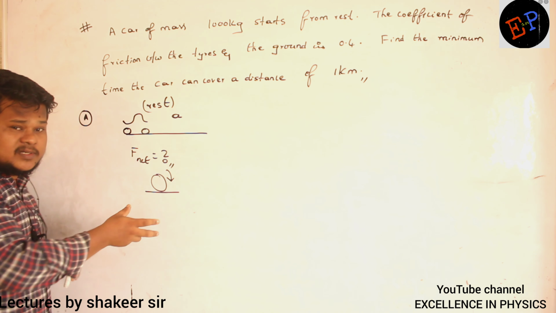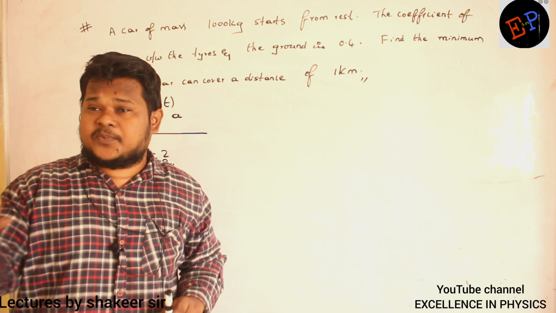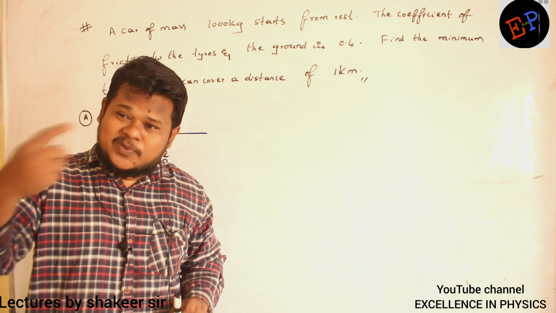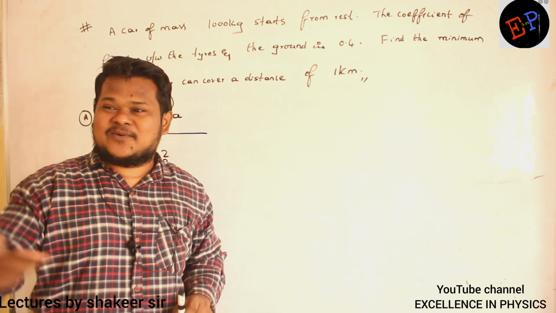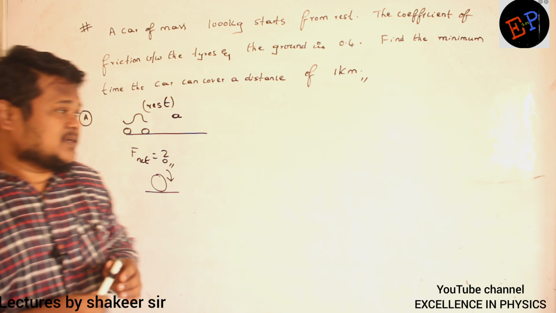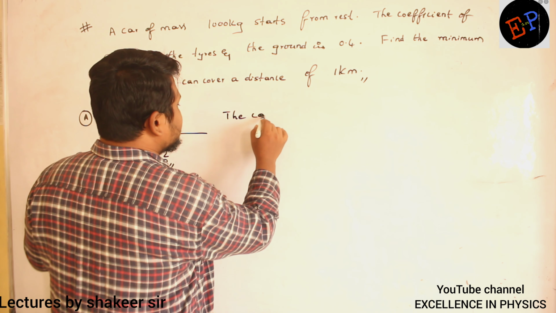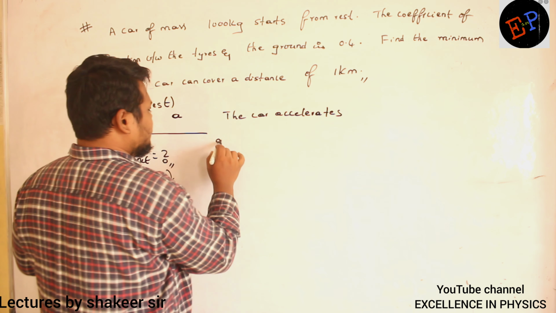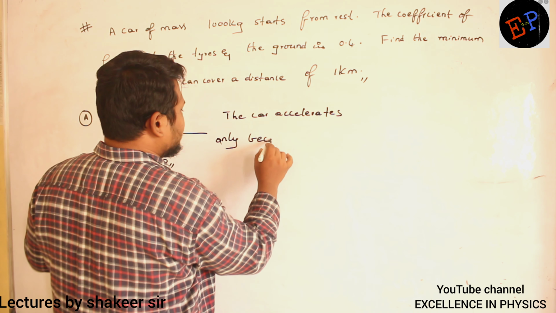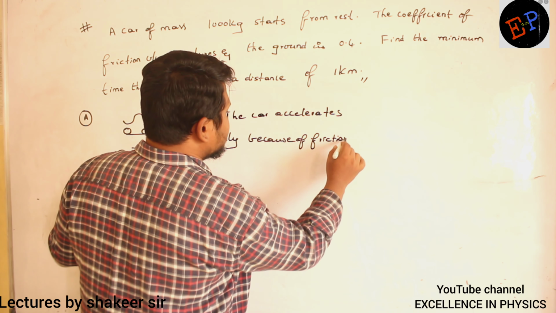So the car is accelerating only because of friction. If there is no friction, the tires will just keep rotating but the car will stay there only. If there is no friction, how can the car move forward? So what is the point here? We have to understand that the car accelerates only because of friction. Are you able to understand?